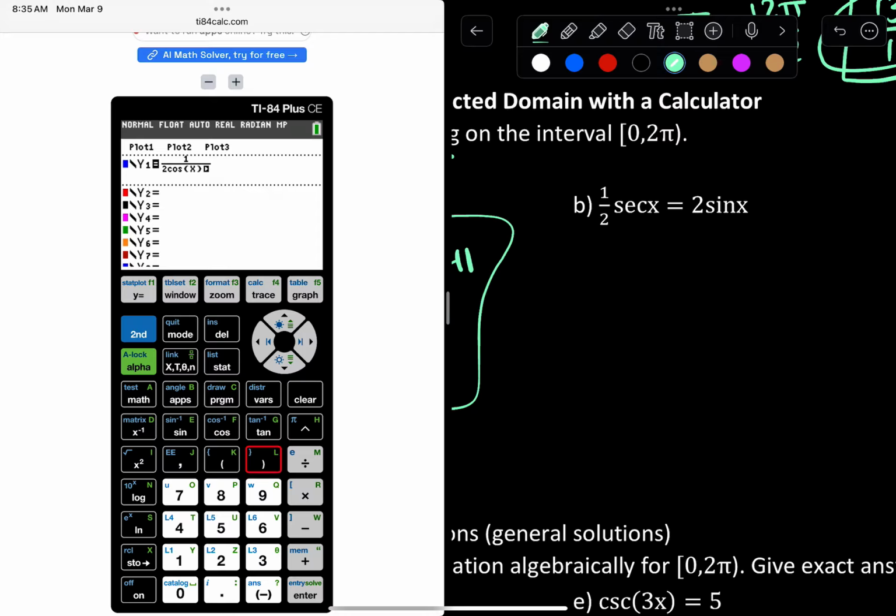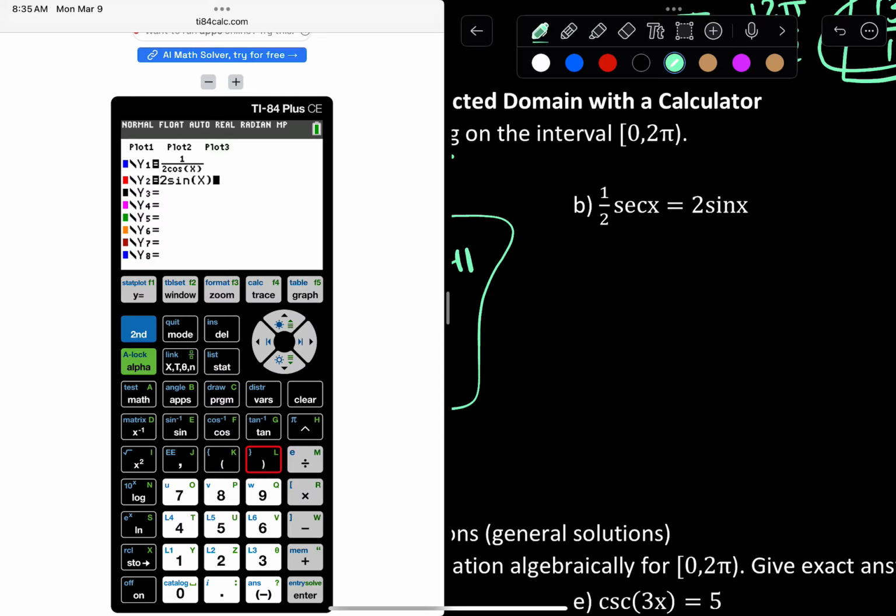So if you look at this, nothing else has changed except for the fact I'm using cosine for secant, so I'm going to have cosine in the denominator. I'm rewriting secant in terms of cosine, so we're still going to see those asymptotes because it's in the denominator. And then we'll have 2 sine x.